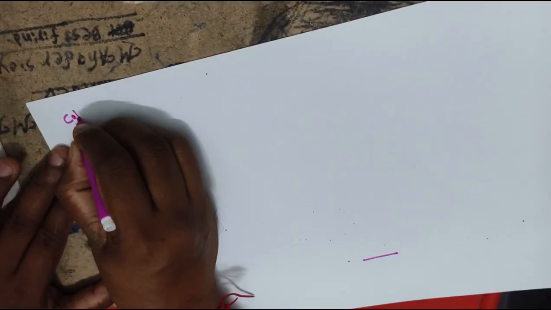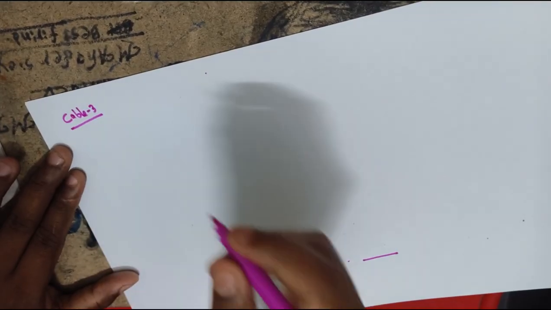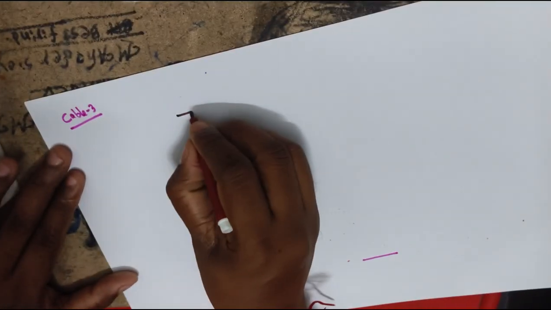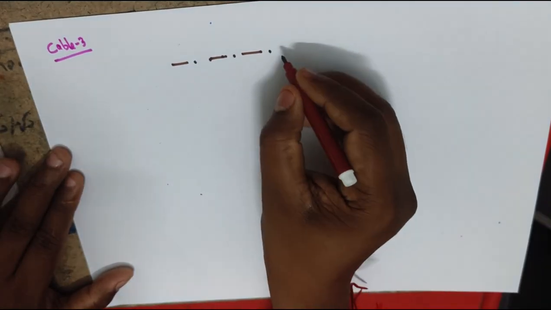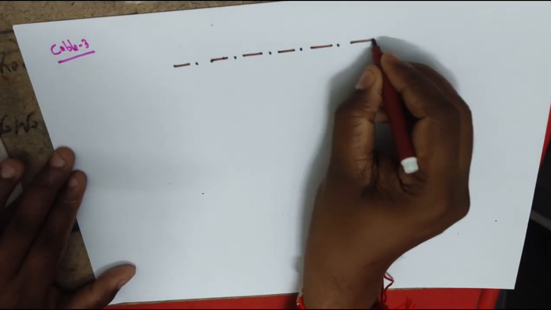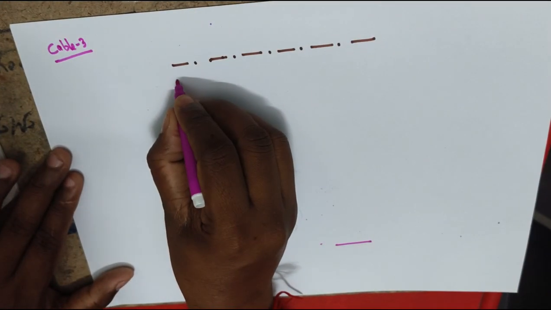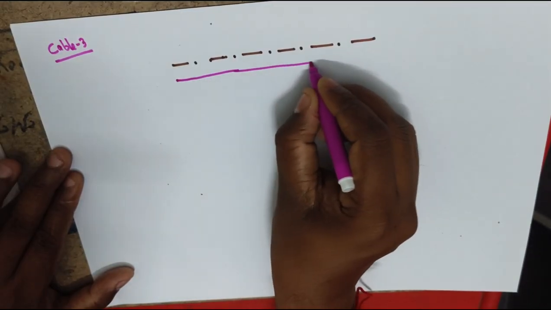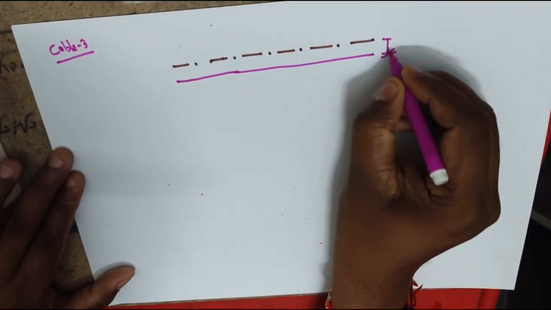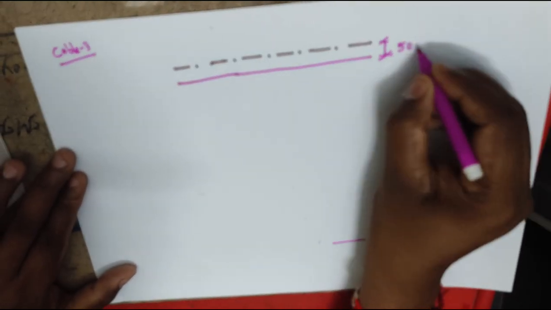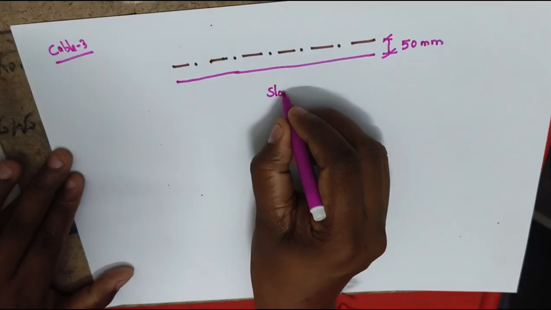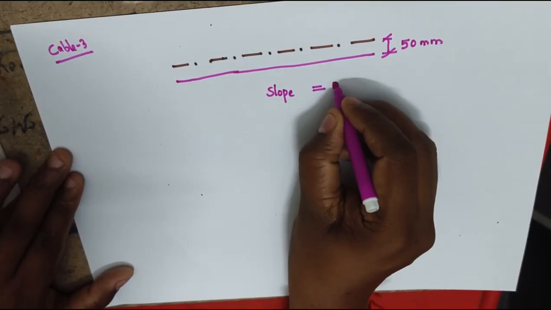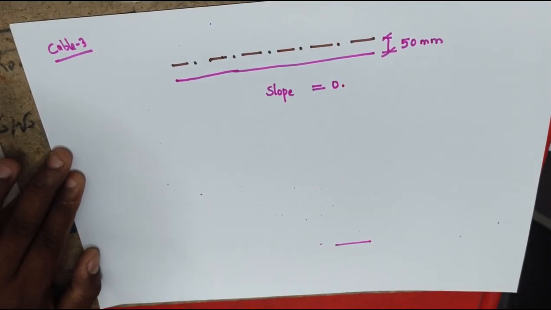Coming to cable 3. This is the central axis. Here cable 3 is maintaining the constant eccentricity throughout the length, 50 mm. Constant eccentricity. There is no slope. Slope equals to 0. Right?